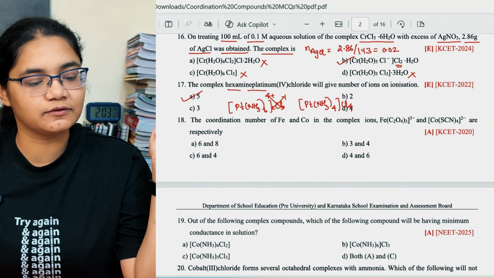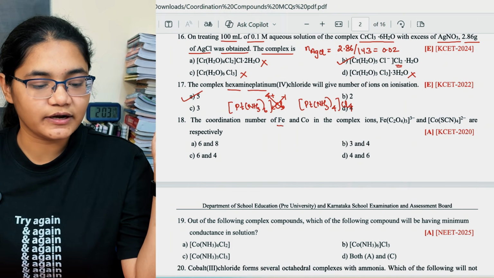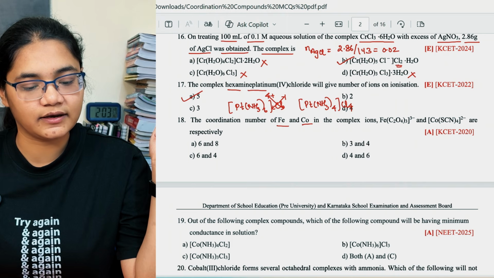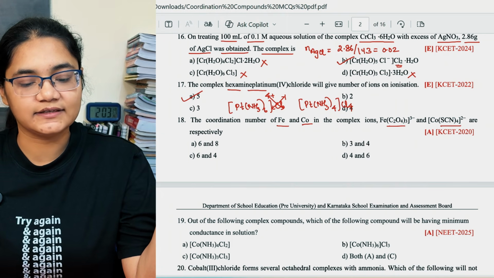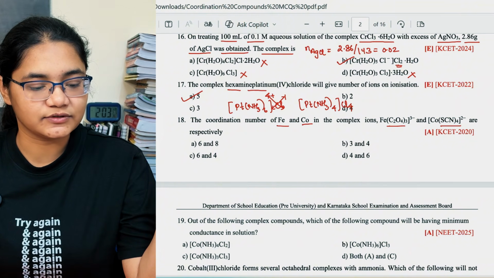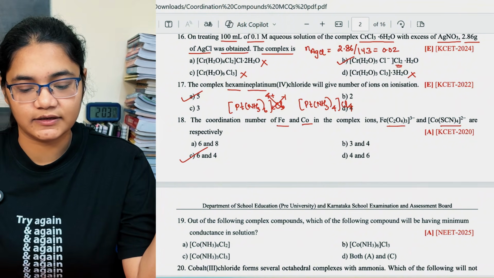So total 5 ions will be produced, option number A. The coordination number of Fe and cobalt in the given complex is, C2O4 will have 6 coordination number and SCN will have 4 coordination number. So 6 and 4, which is option number C here.